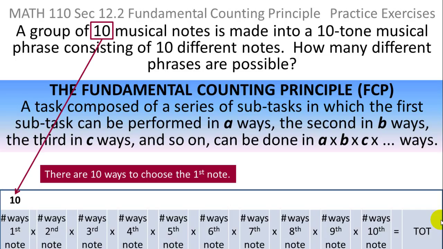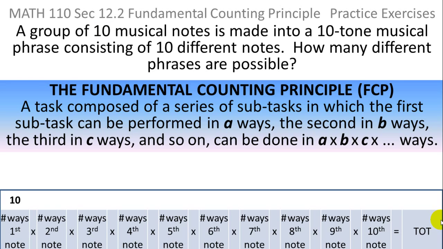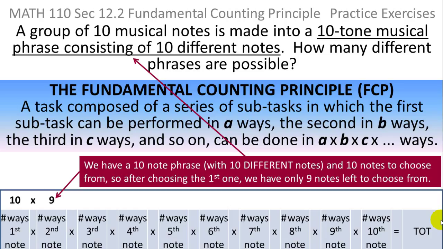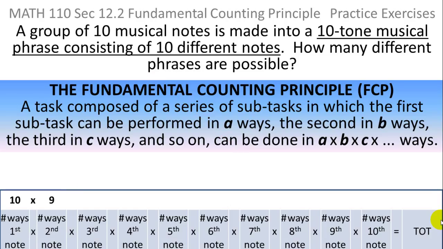Now you're not going to reuse them. It says you're going to use all 10 notes. They're all going to be different when you put them in the phrase. So once you've chosen a note for the first note, you can't choose that note again. So that means there are only 9 ways to choose the second note.